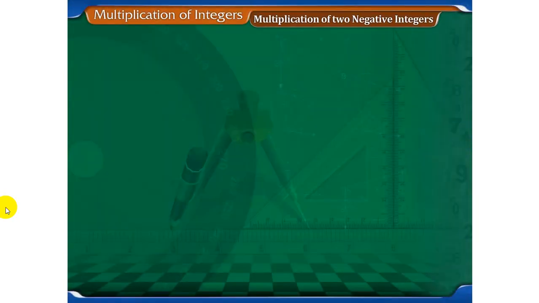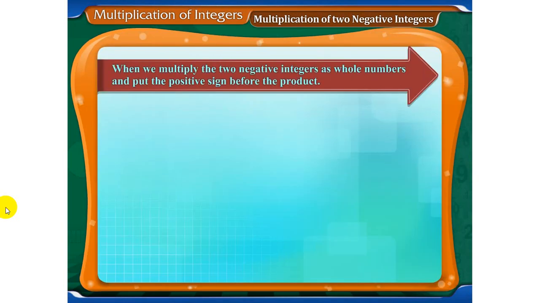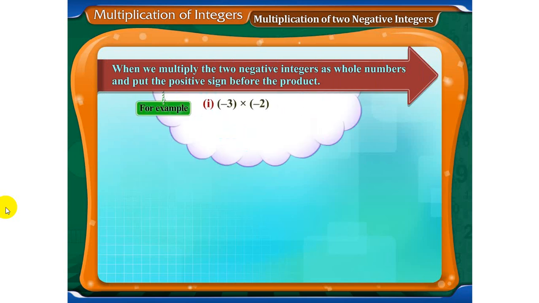Multiplication of two negative integers. We know that when we multiply two negative integers as whole numbers and put the positive sign before the product, like: 1. Minus 3 multiplied by minus 2 is equal to 6. 2. Negative 3 multiplied by negative 3 is equal to 9. 3. Negative 3 multiplied by negative 4 is equal to 12.